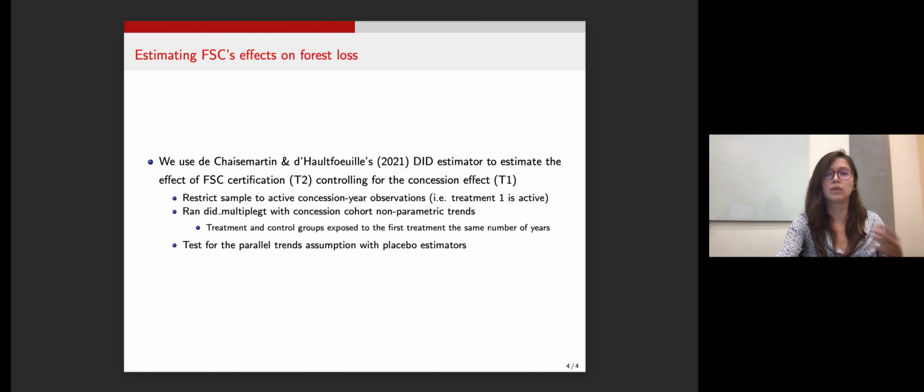And then we're going to run did_multiplegt_dyn. And we're going to include concession cohort non-parametric trends. And this will make sure that we are comparing concessions that started in the same year. So they have been treated by the first treatment the same number of years. And finally, we're going to compute placebo estimators to test for the parallel trends assumption. So now let's move on to Stata.